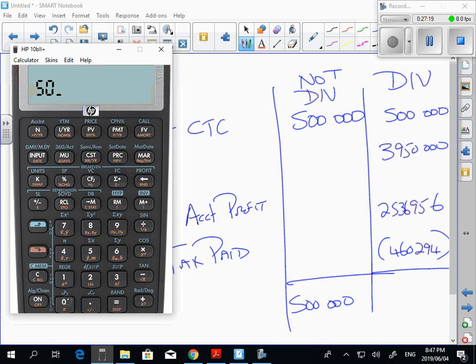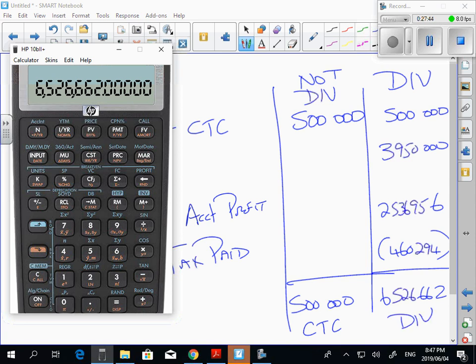And then adding up this column, 500,000 plus 3,950,000 plus 2,536,956 minus 460,294. So your CTC is 500,000 and your dividend is that.